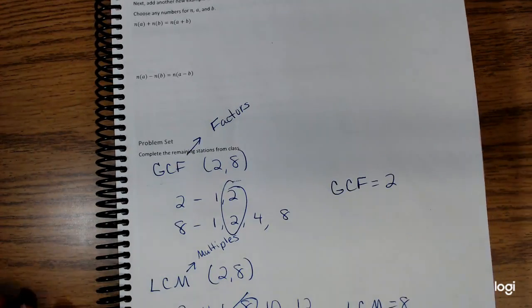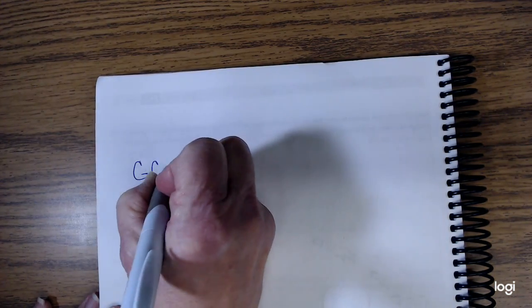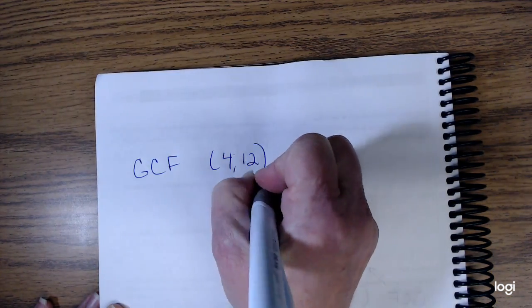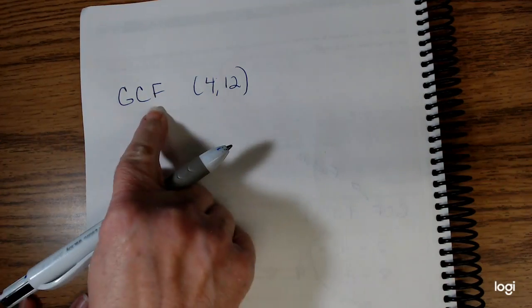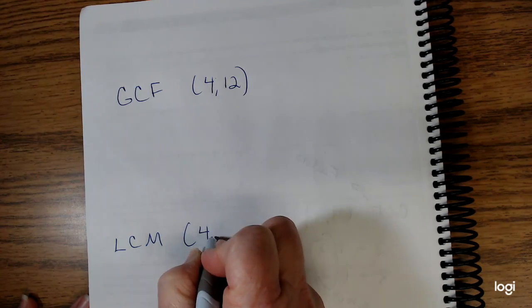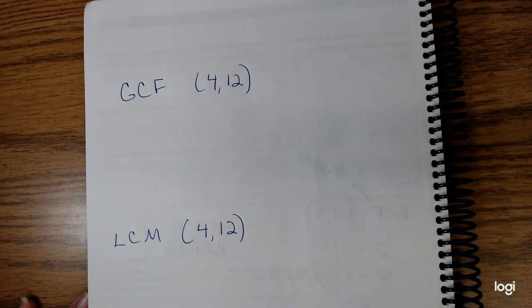Okay, I'm going to ask you to turn the page to this blank piece of paper, and I'm going to ask you to go ahead and practice on your own greatest common factor. I'm going to give you the numbers 4 and 12, factors, remember, and then I'm going to ask you to do the least common multiple, and I want you to do the same numbers. All right, go ahead and pause your video and see if you can do this on your own.